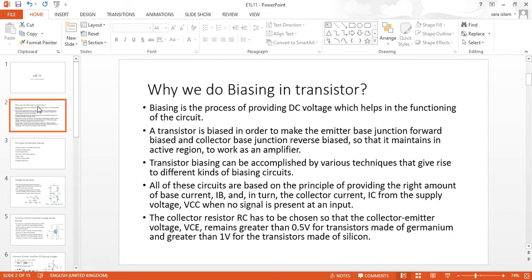And in addition to your DC voltage you will add an AC signal or overlap that AC signal on your transistor DC quiescent point, right? So basically biasing is the process of providing DC voltage which helps in the functioning of the circuit, right? Because without your biasing voltages, your circuit cannot function. It is kind of the energy.